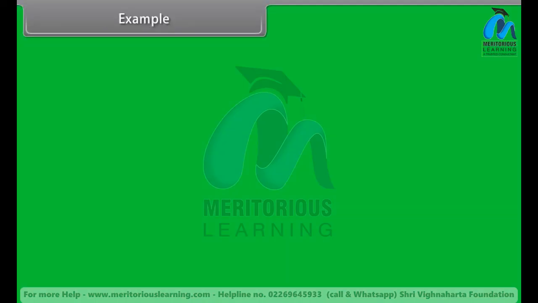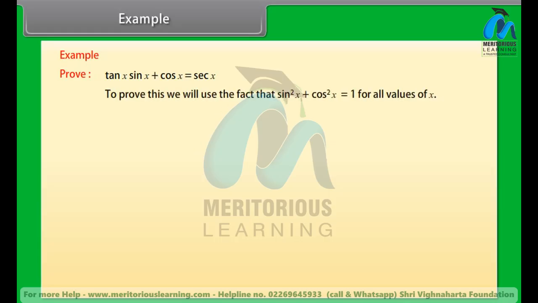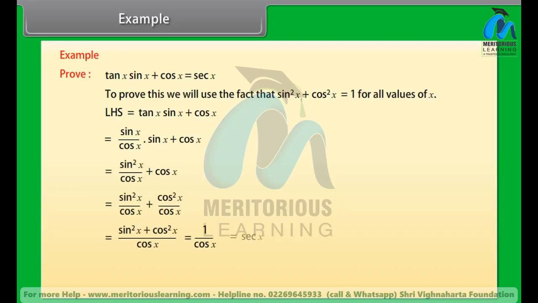Example 1. Let's now solve an example related to trigonometric identities. Prove that tan x sin x plus cos x is equal to sec x. To prove this, we will use the fact that sin²x plus cos²x is equal to 1 for all values of x. On solving the left-hand side, which is tan x sin x plus cos x, we get sec x, which is equal to RHS. Hence, tan x sin x plus cos x is equal to sec x.